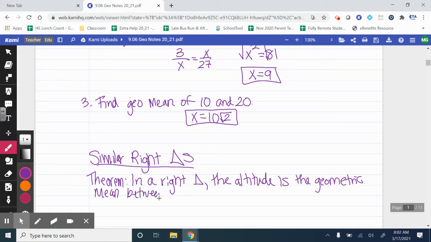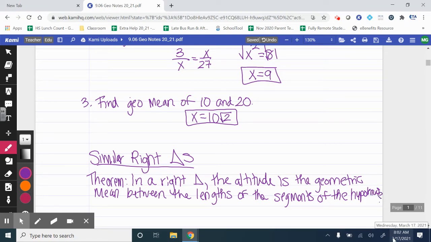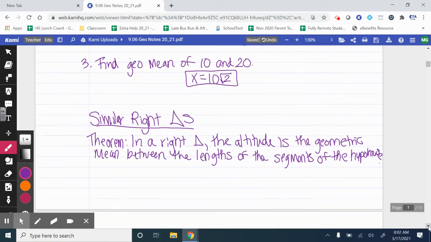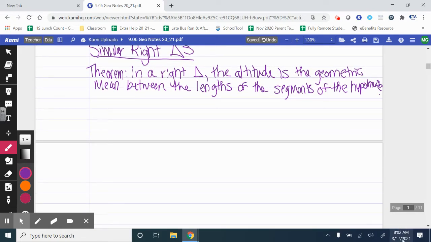between the lengths of the segments of the hypotenuse. So this is our theorem. Oh, I went to the next page. So for this one, I'm going to just draw a nice picture here of a right triangle.